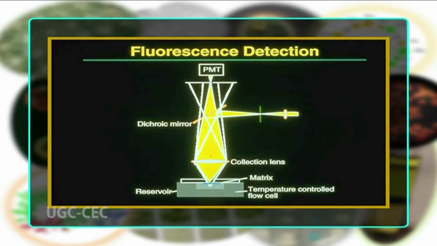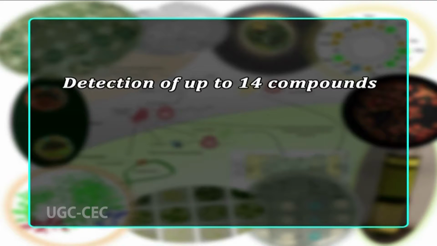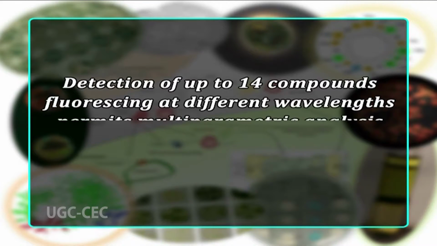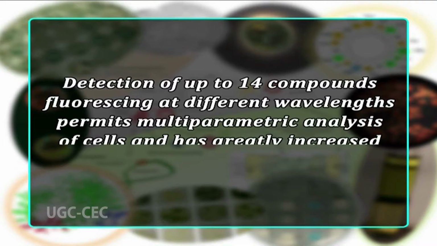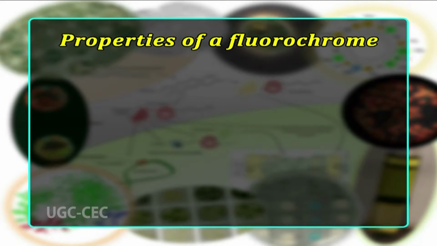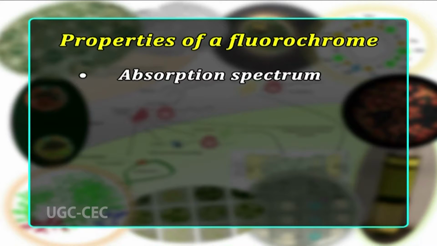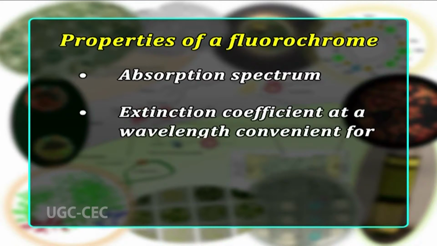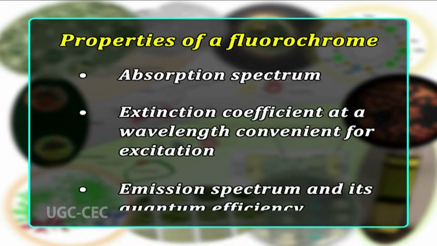Fluorescence detection is a sensitive technique because a positive signal is observed against a negative background. The detection of up to 14 compounds fluorescing at different wavelengths permits multiparametric analysis of cells and has greatly increased the power of flow cytometry. The important properties of a fluorochrome are its absorption spectrum, its extinction coefficient at a wavelength convenient for excitation, its emission spectrum and its quantum efficiency.